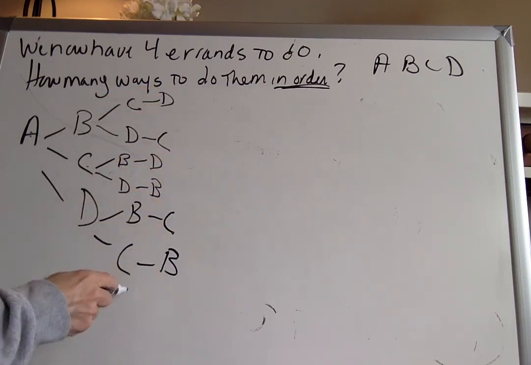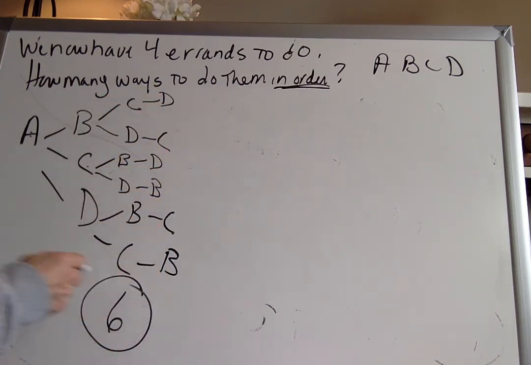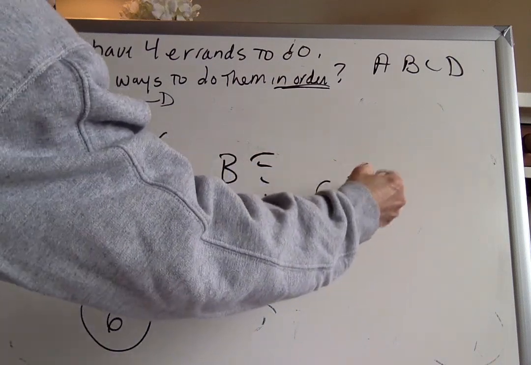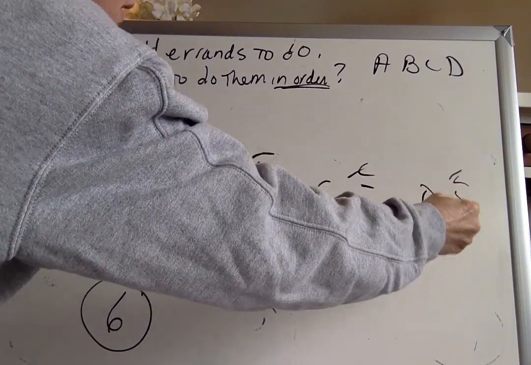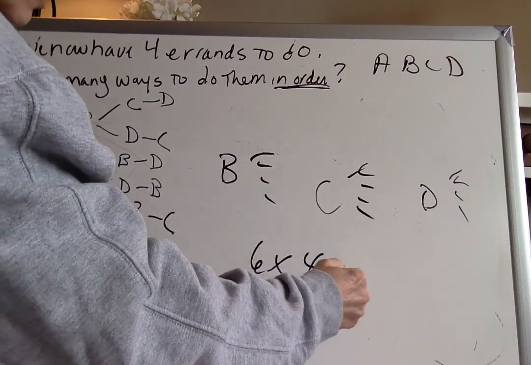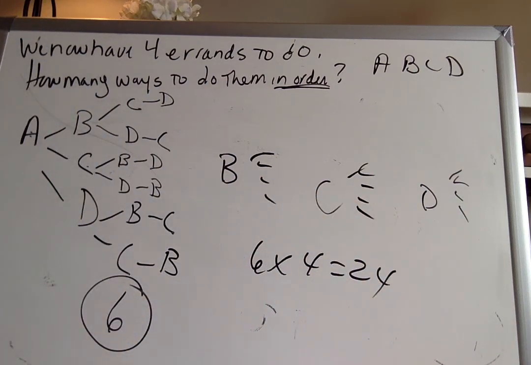So there are 6 ways right there, right? And that started with going to do errand A first. Well, you can imagine you do the same thing with B, same thing with C, same thing with D. So each of those would have 6. 6 times 4 is 24.